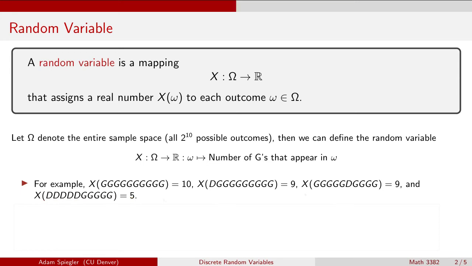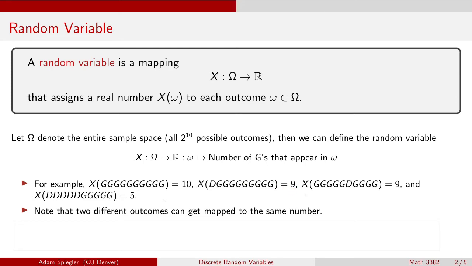So a random variable is a function. It's a map from the sample space into the real numbers. A couple of things to note here: this is not a one-to-one map. It's possible that we have two different outcomes that get mapped to the same value. We've seen that there are many different ways that we could have an outcome that has 9 good batteries.